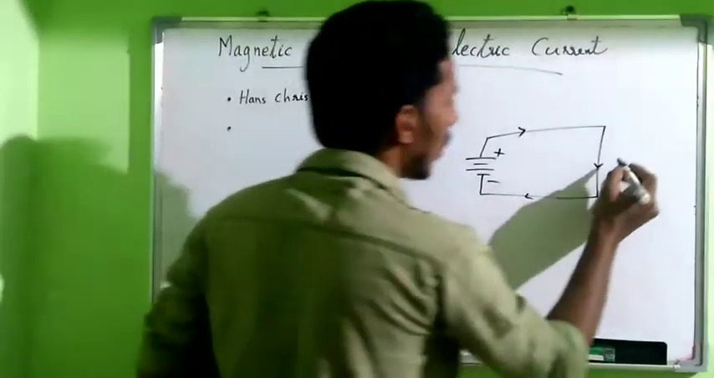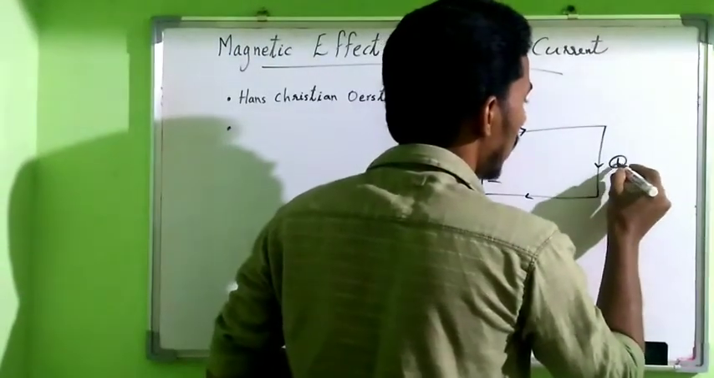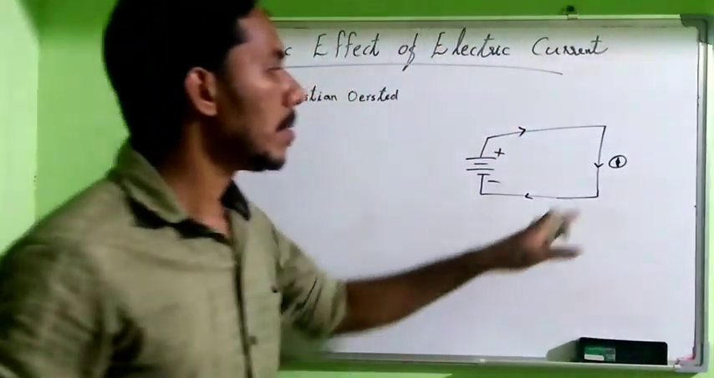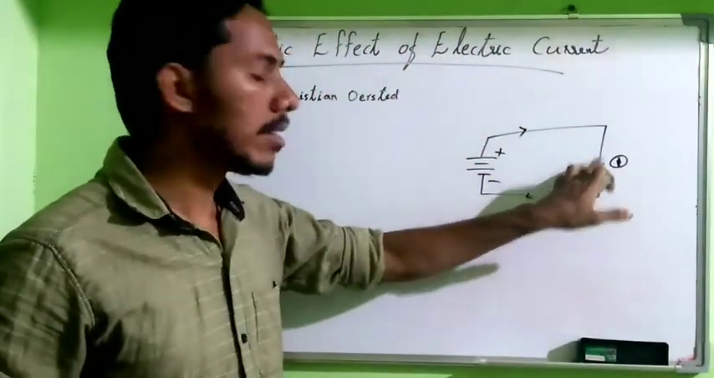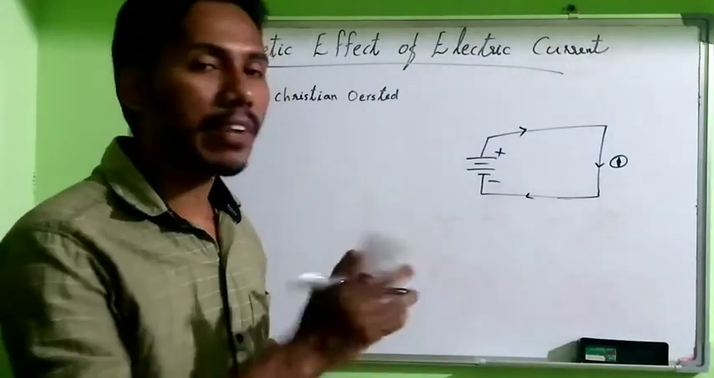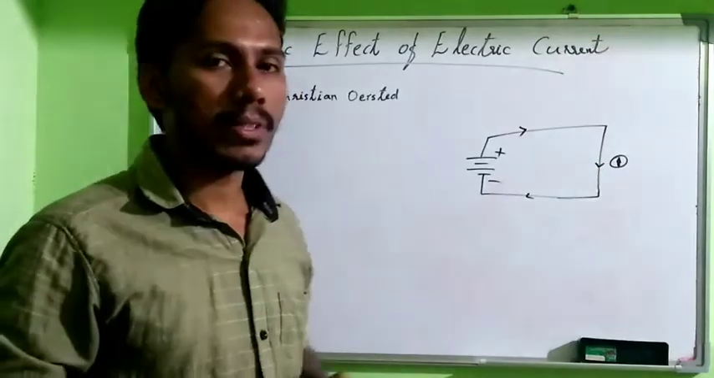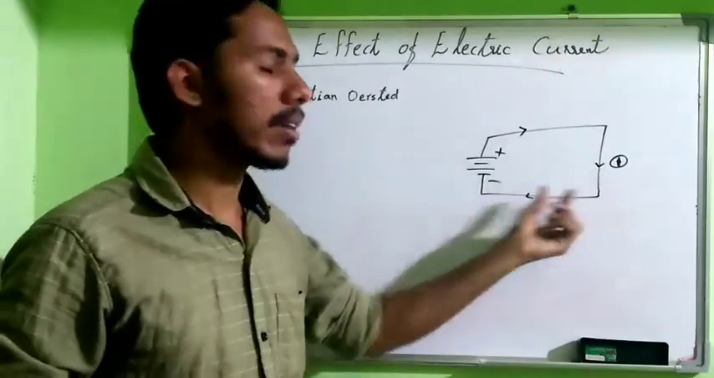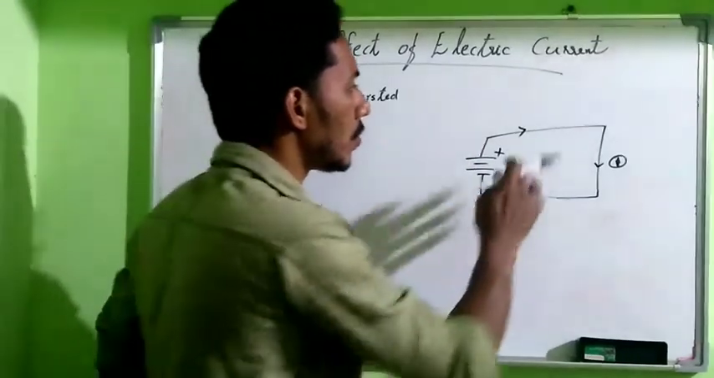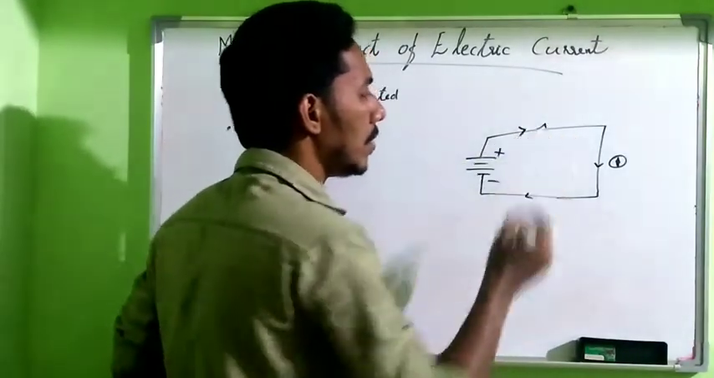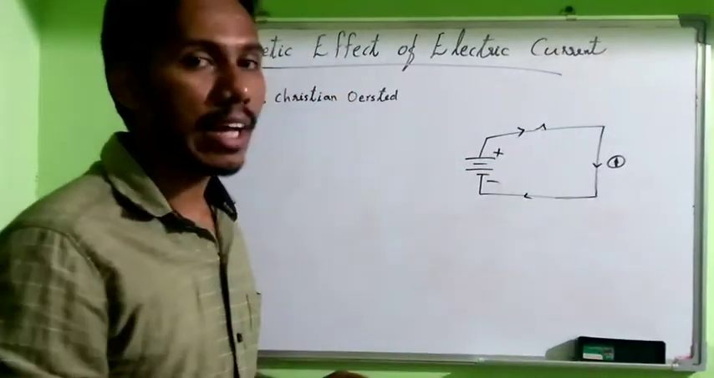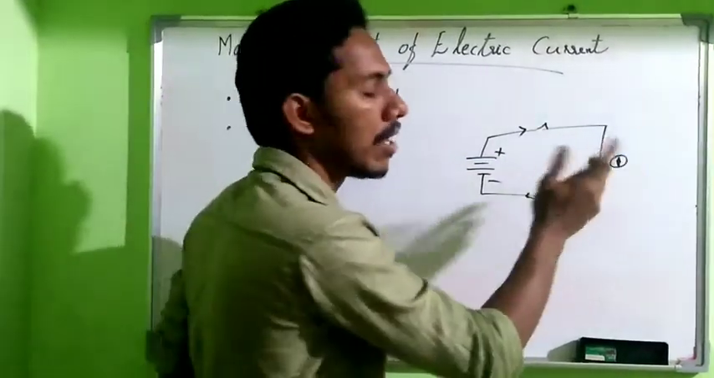Place a compass needle near the wire. You can see a deflection in this compass needle when the current is passed through it. When we turn on the switch, at that time the compass needle will deflect.